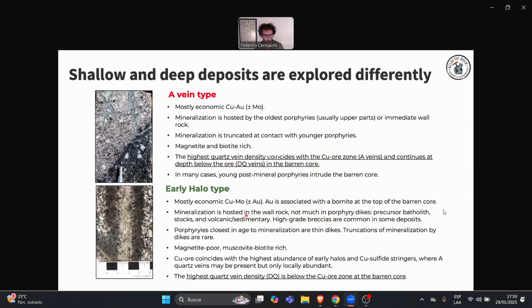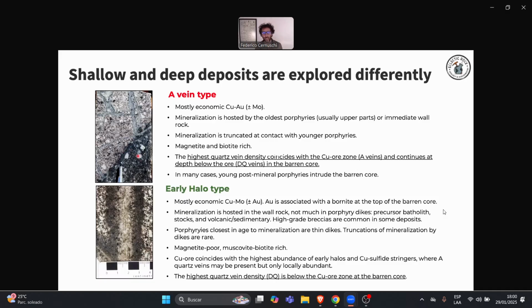So I'm gonna wrap up with a couple of slides on some thoughts for exploration too. I think one that is related to everything that we've been discussing is that shallow and deep porphyries are explored differently, and A-vein type porphyries are economic in copper and gold. They have little moly, and they have some characteristics besides having A-veins: they're the highest grade, hosted in the oldest porphyries, and the mineralization is truncated against contacts with younger porphyries.